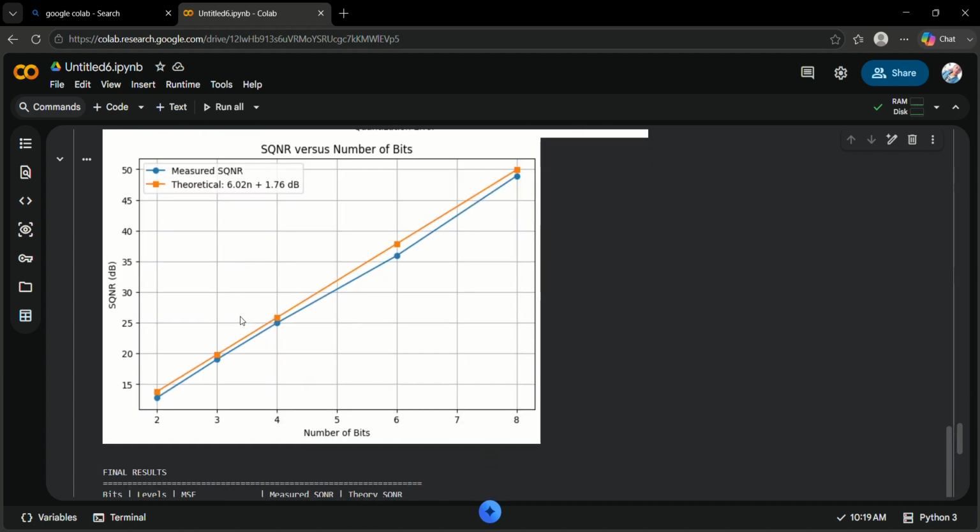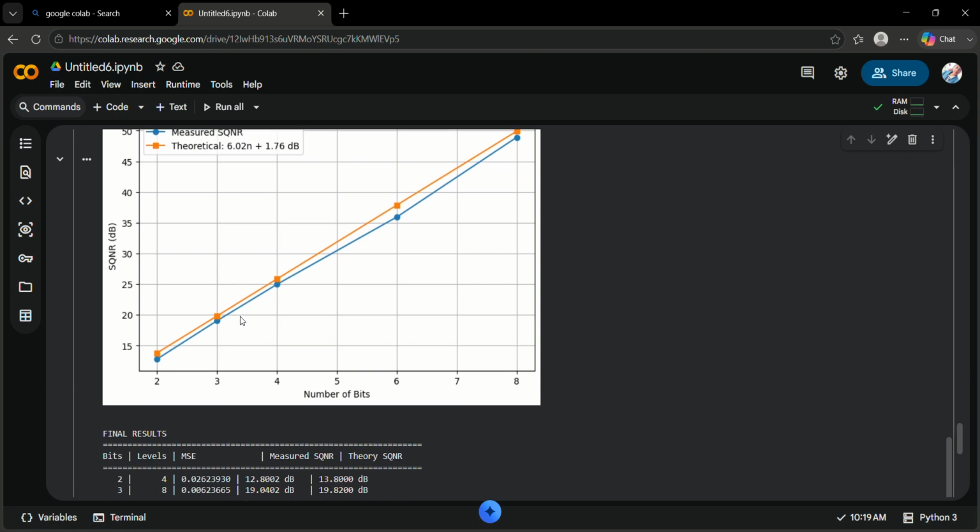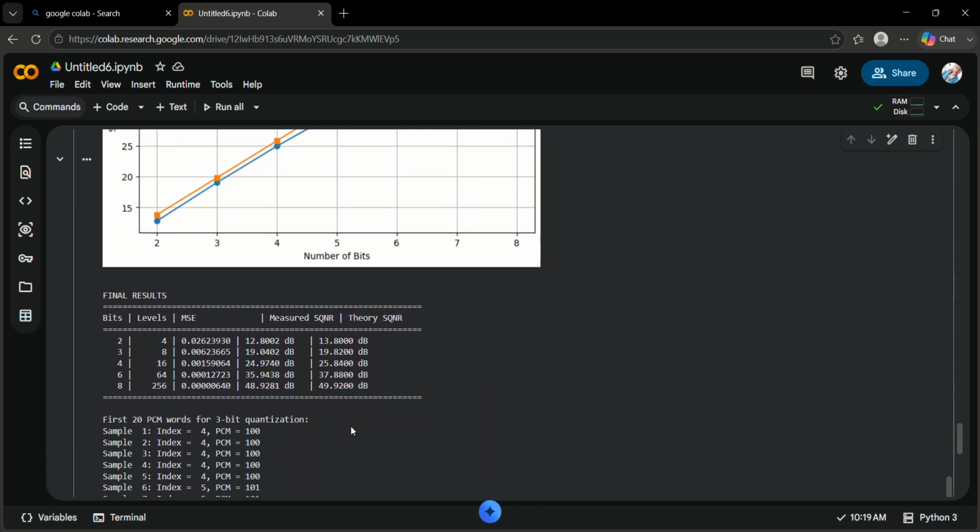So next, I have calculated the mean square error, or MSE, using the average squared quantization error. I have also calculated the SQNR, which is the signal to quantization noise ratio. The formula is SQNR equals 10 log 10 of signal power divided by noise power.